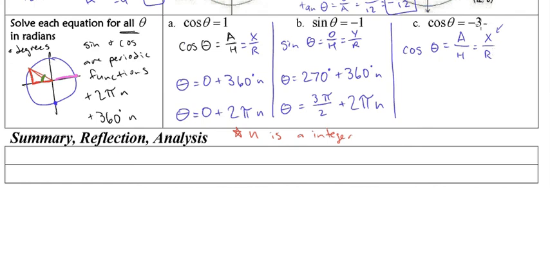But that doesn't make a lot of sense. We were saying that the adjacent side would have to be 3 times bigger than the hypotenuse, but the hypotenuse is the biggest piece, so that isn't possible. So there actually is no solution. No solution for theta, giving us a cosine of -3. All right, hope that helped.